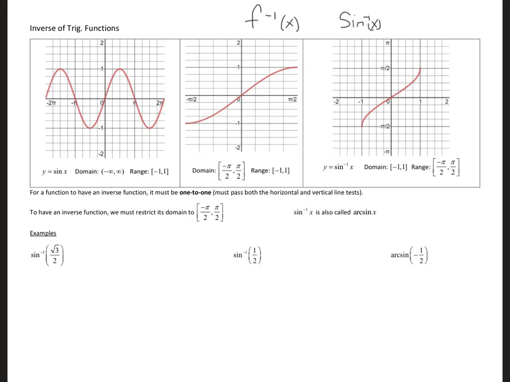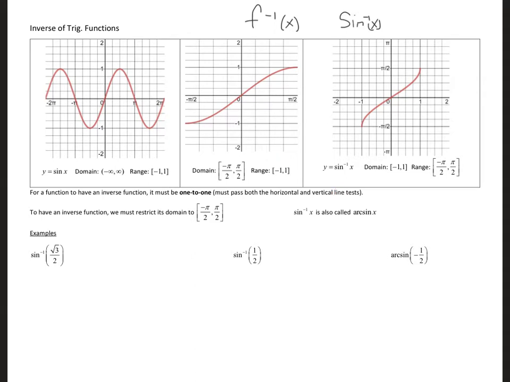So let me start from the basics here. I start with the sine function, y equals sine of x. So you can see this function continues indefinitely. The domain is negative infinity to infinity, and the range is from -1 to 1. So here, for me to be able to find an inverse function, it must be 1 to 1. What does that mean? It must pass the horizontal and vertical line tests.